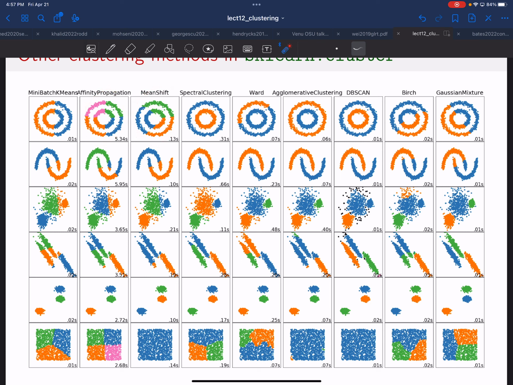Then you can look at this 2 moons data here, and again you hope that you get stuff like this. Maybe as a human you could do that. Mini batch k-means is going to come up with linear separation. Same thing with Gaussian mixture. But some of these other methods do a pretty good job. Spectral clustering, some of the other ones.